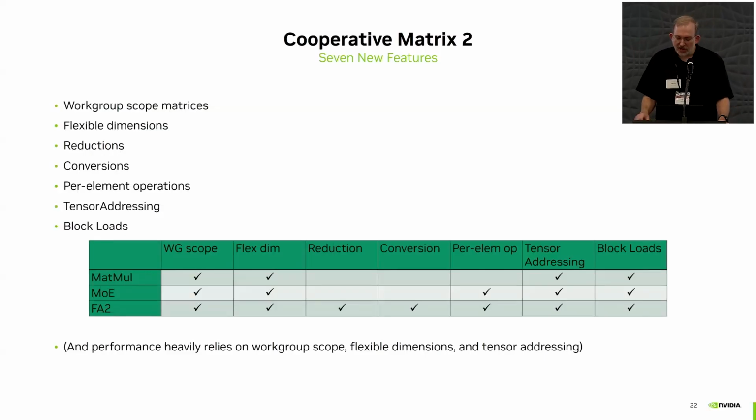Okay, so to summarize how each of these shaders is using CoopMat2, they all use workgroup scope, flexible dimensions, and the tensor addressing, and that keeps the shaders simple, and it's good for performance. Everything uses the block load feature for the quantization formats, and then the mixture of experts and flash attention use the other features.